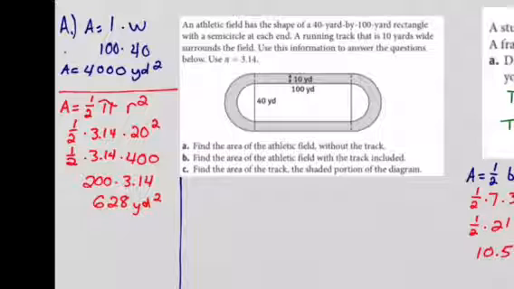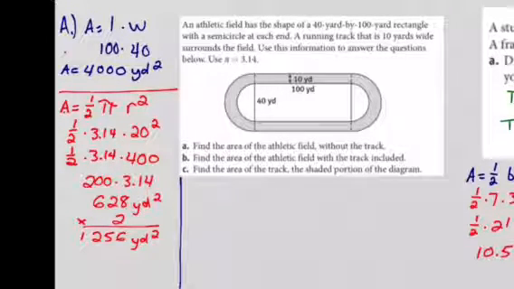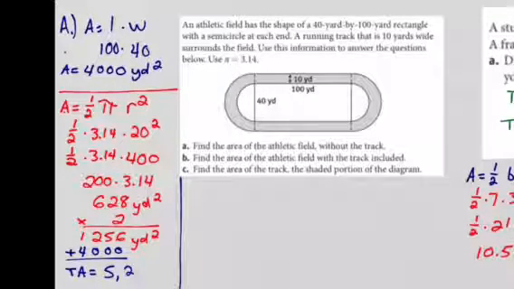Now, I have two semicircles, two half circles. So I need to go ahead and multiply those by 2. And when I multiply those by 2, I get 1,256 yards squared. Now I need to add that to the 4,000. So I'm going to add 4,000 to that. And I get a total area of 5,256.